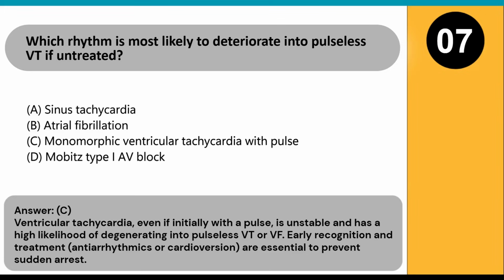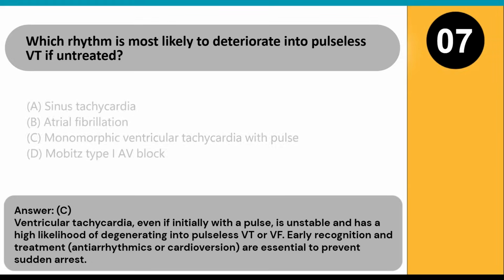Ventricular tachycardia, even if initially with a pulse, is unstable and has a high likelihood of degenerating into pulseless VT or VF. Early recognition and treatment, antiarrhythmics or cardioversion, are essential to prevent sudden arrest.